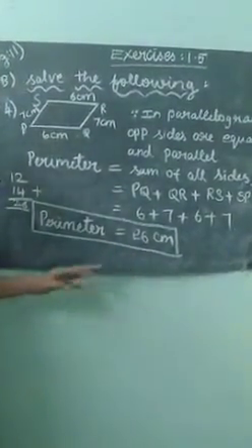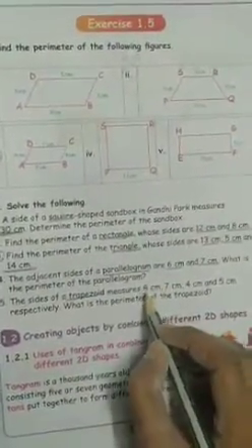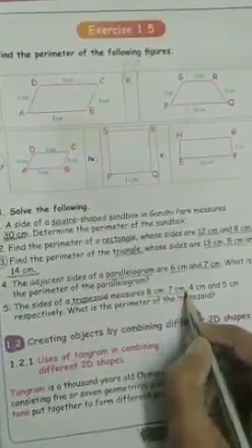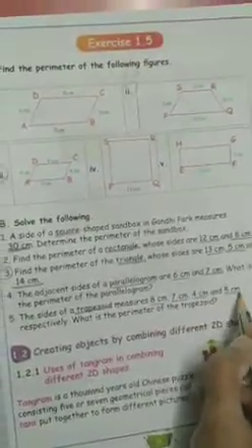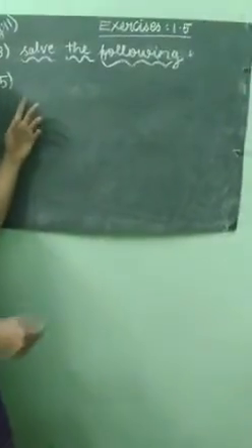Okay? That's all. Now, fifth question. Find the perimeter of the trapezium. So, underline the trapezium. The trapezium measures 8 centimeter, 7 centimeter, 4 centimeter, 5 centimeter. Now same like that we want to find the perimeter. Okay, fifth sum.